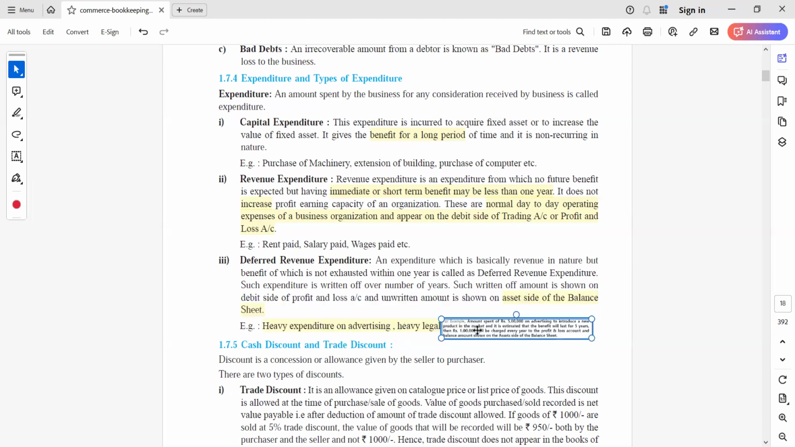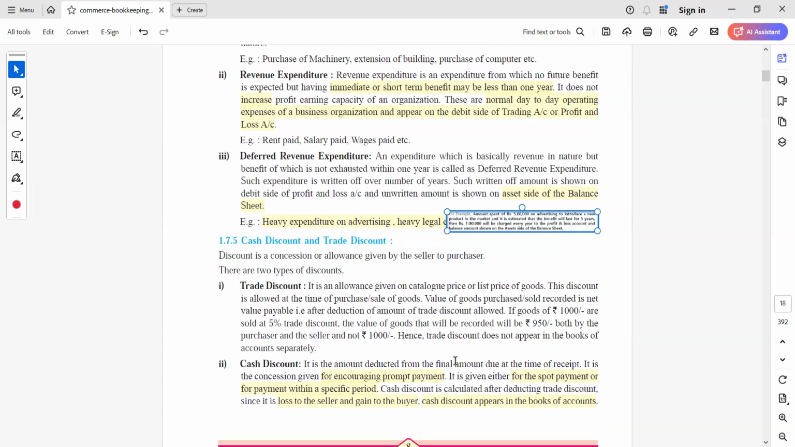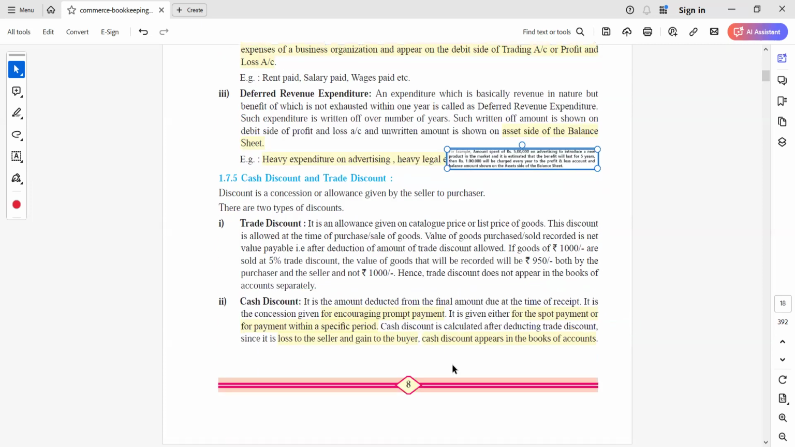Now, here also heavy legal expenditure, if you have already paid, maybe for establishment of a company, you pay heavy legal expenditure and you expect that the benefit is not for a year, but for many years. In that case, you will treat this as a deferred revenue expenditure. Now, cash discount, trade discount, very day-to-day concepts. Now we are going to learn.